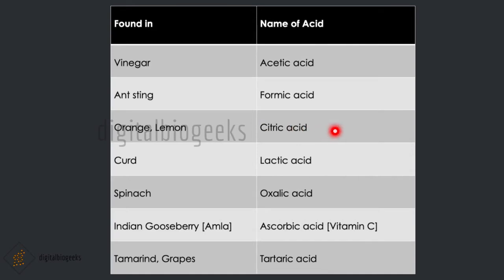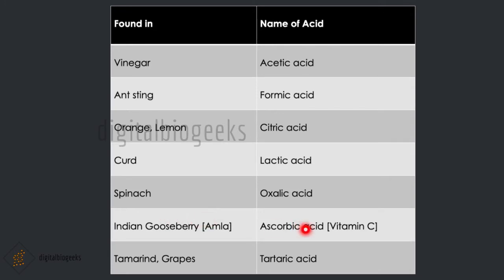Orange and lemon contain citric acid. Citric acid is a natural preservative. Curd contains lactic acid. Spinach contains oxalic acid. Oxalic acid is used to clean the rust and ink stains.